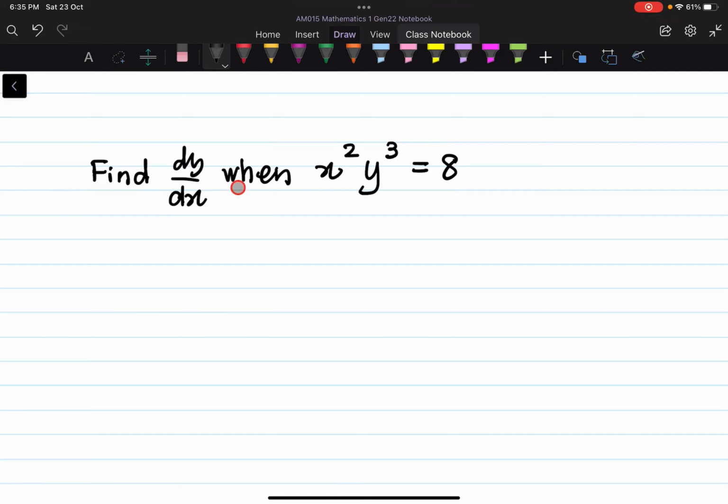Find dy/dx when x squared y cubed equals 8. For x squared y cubed, we're going to use the product rule, because we have u as x squared and y cubed for v. And for 8, we're going to use the constant rule. Let's see, we have k there.